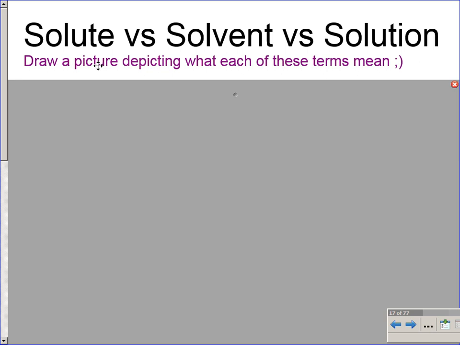It's purpley blue. So which of these is the solution? Everything. Okay. Trick question, right? So the whole thing is the solution. The entire thing is the solution. What is the solvent? Water. And why is that considered the solvent?